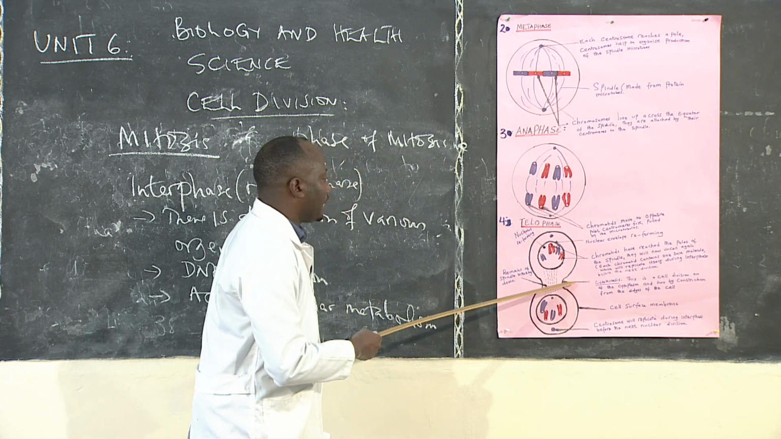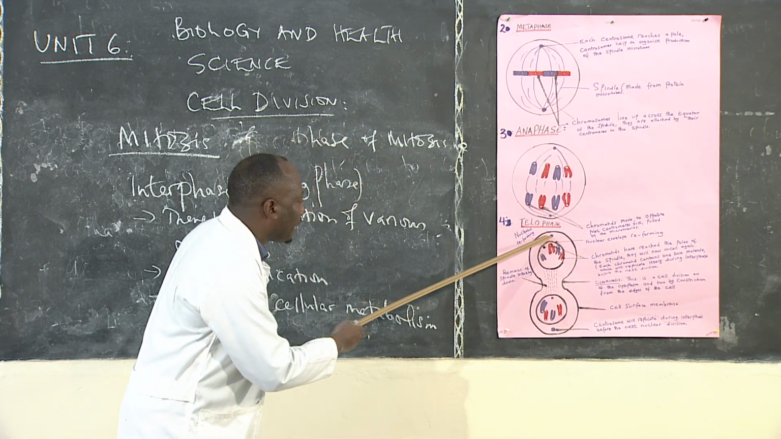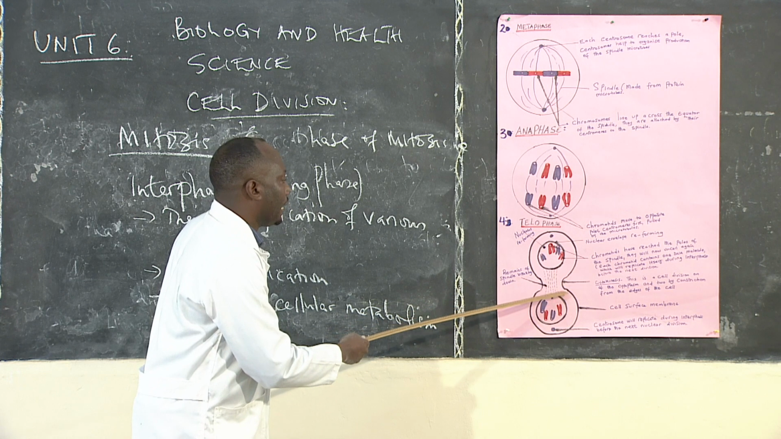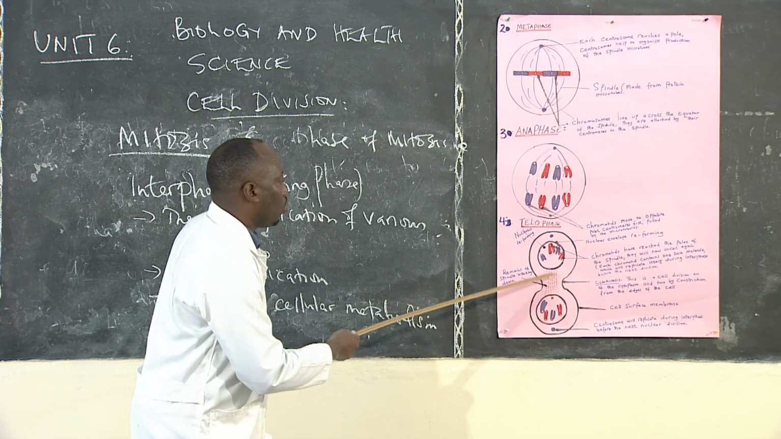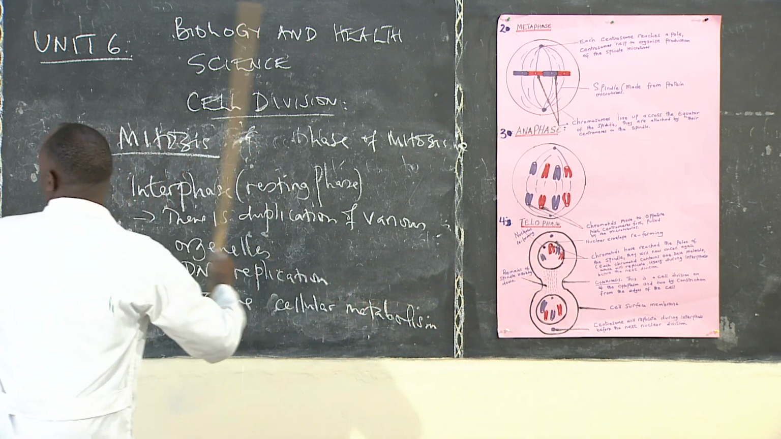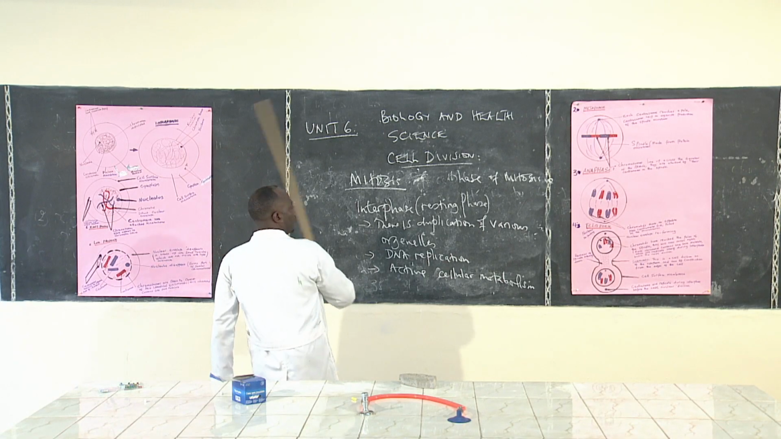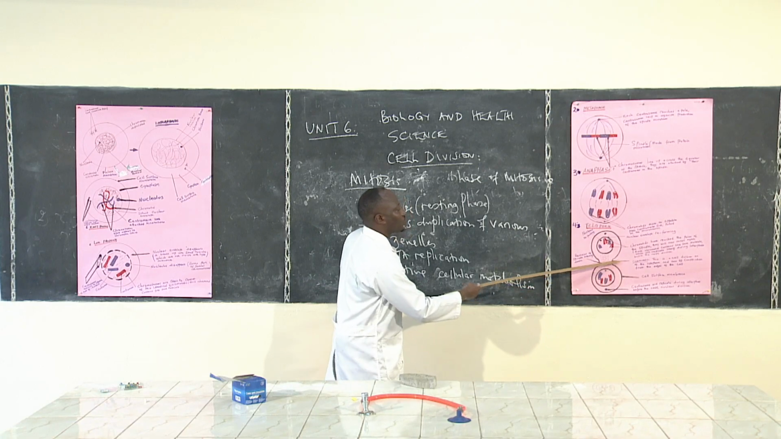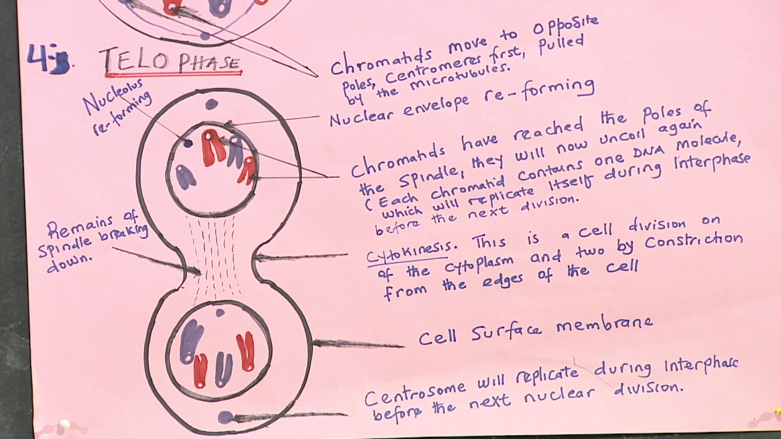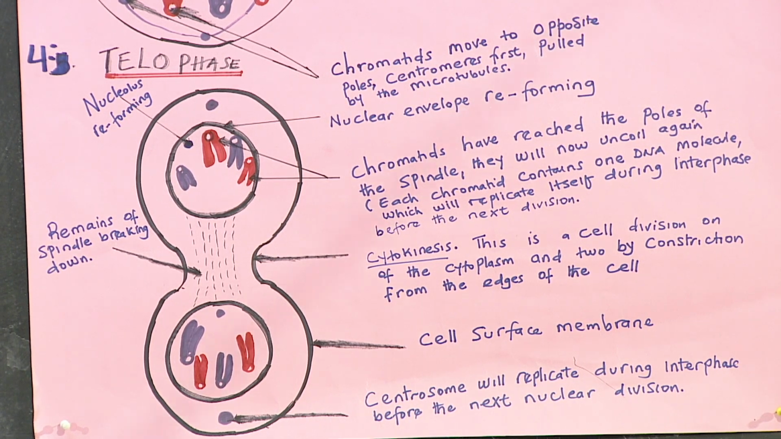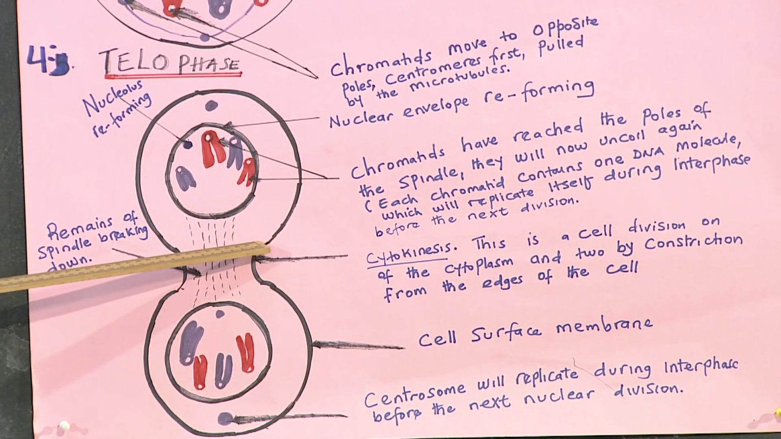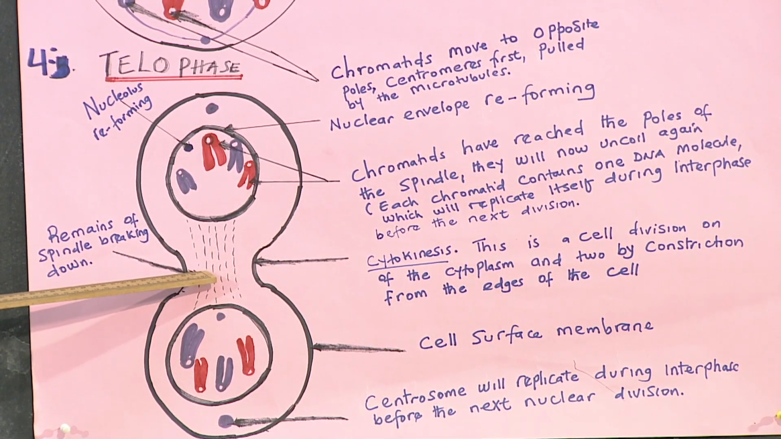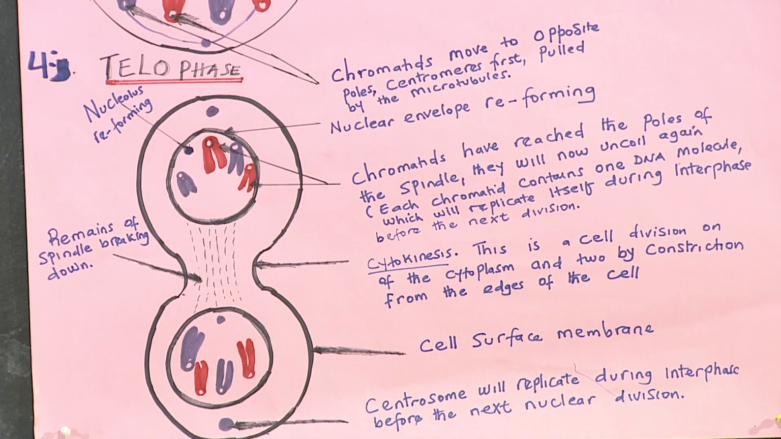The telophase stage is the last stage. There are very many things that have to happen. The nuclear envelope that disappeared in the prophase stage has to be reformed again. You can see the cell will constrict and separate and form two daughter cells which are identical to their parent. The constriction and separation of the cytoplasm that forms two daughter cells is called cytokinesis.